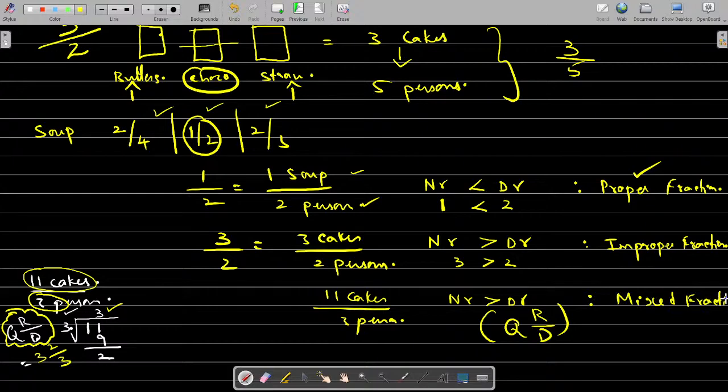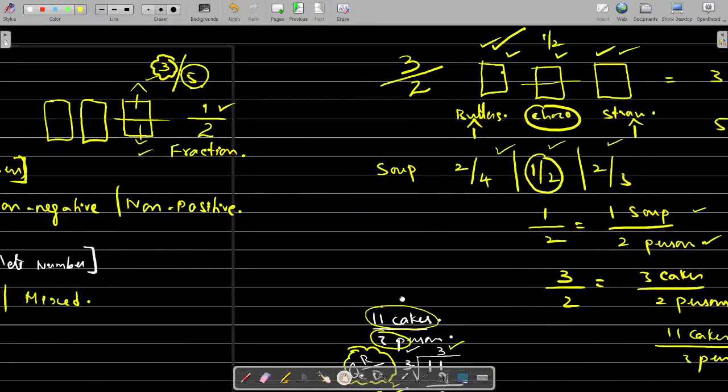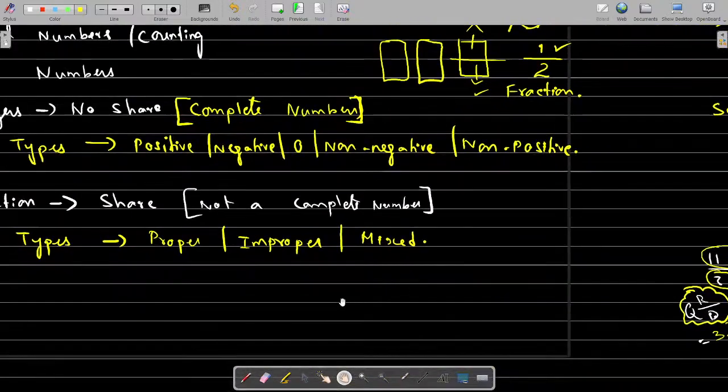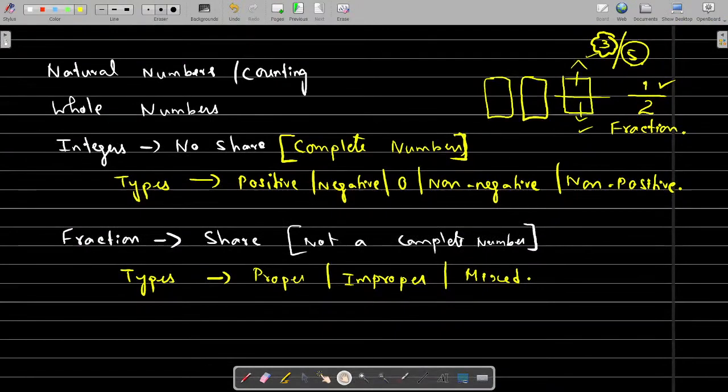So how many fractions have we seen? Proper fraction, improper fraction and mixed fraction. Is it okay? So let me finish it off by summarizing here. We were summarizing this one, right? I have included here mixed fraction, improper and proper fraction. Hope it is clear? Good.